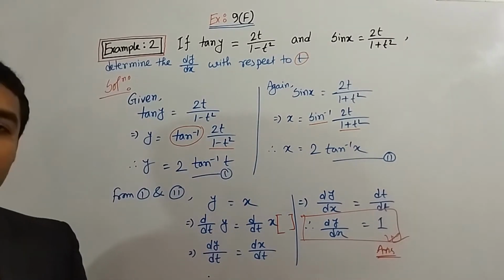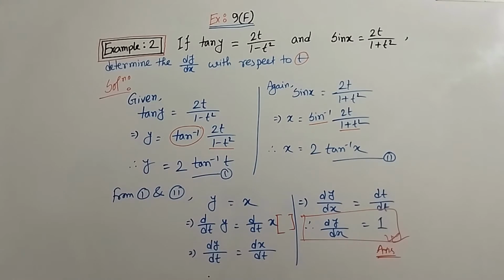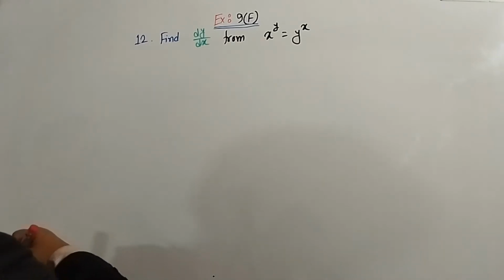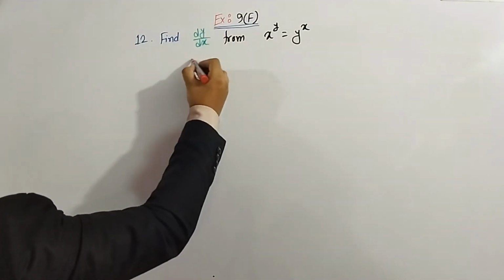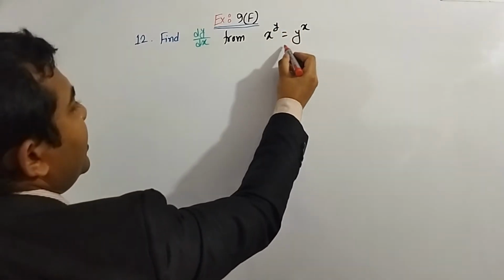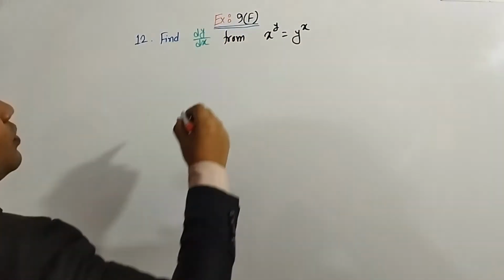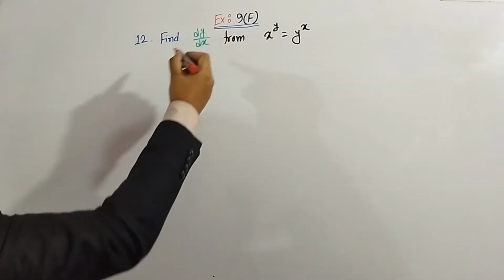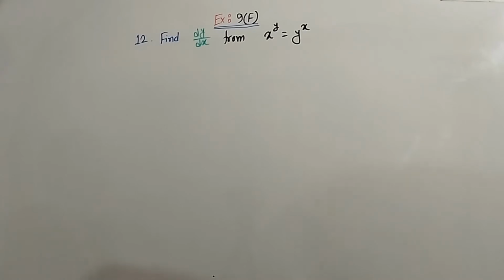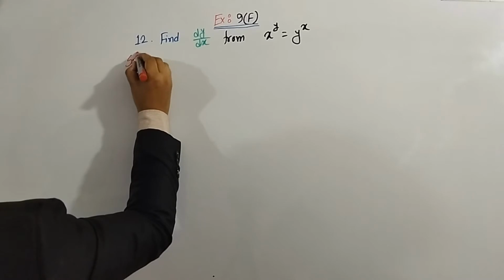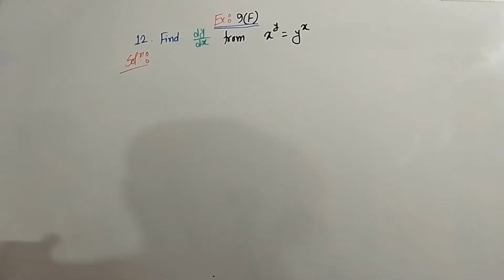Now let's move on to our next math problem. Dear students, this is our second question, and it says: find dy by dx from x to the power y equals y to the power x. So this equation is given, and we have to find the value of dy by dx. How can we go about it? Let's have a look at the solution of this problem. What is our given equation?